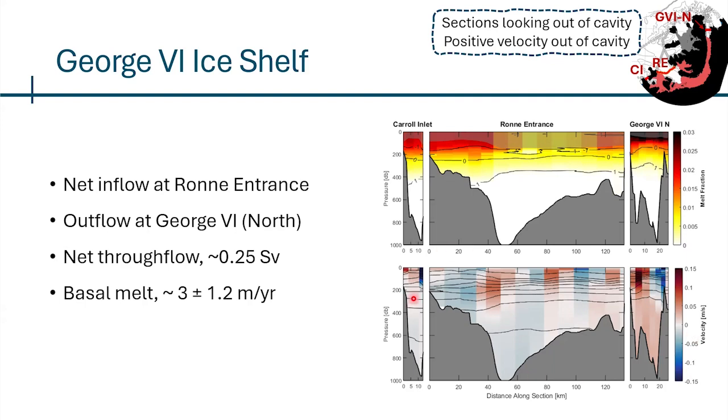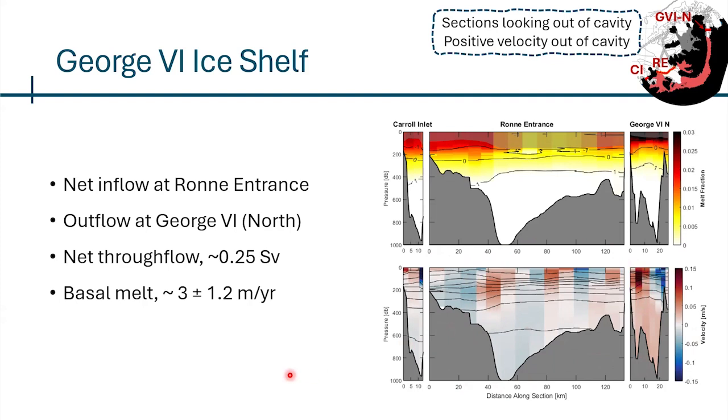So if we look at Ronnie Entrance, this middle section that's at the southern end of George VI ice shelf, we can see there's certainly some areas of outflow, for example here in the middle of the western side, that looks like a meltwater outflow. But overall, there's a net inflow at Ronnie Entrance, and there's a net outflow at the northern end of George VI. And there's a relatively strong meltwater outflow at the surface on the western side here.